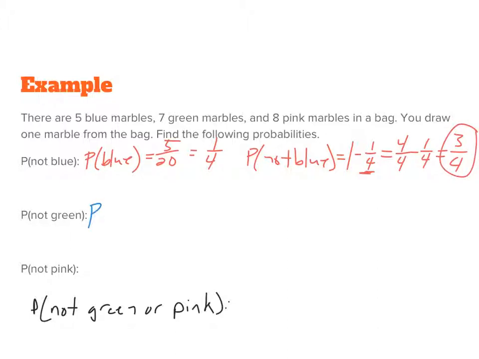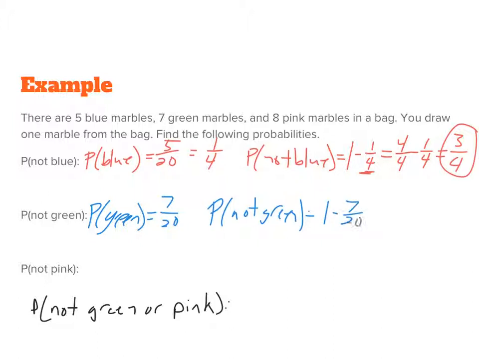For our next one, probability of not green, I need to find the probability of green first. Okay, there are 7 out of a total of 20. So the probability of green is 7 over 20. I can't simplify that down. So the probability of not green will be 1 minus that 7 over 20. Rewriting the 1 into 20 over 20 so I can subtract it. 20 over 20 minus 7 over 20 gives me 13 over 20.